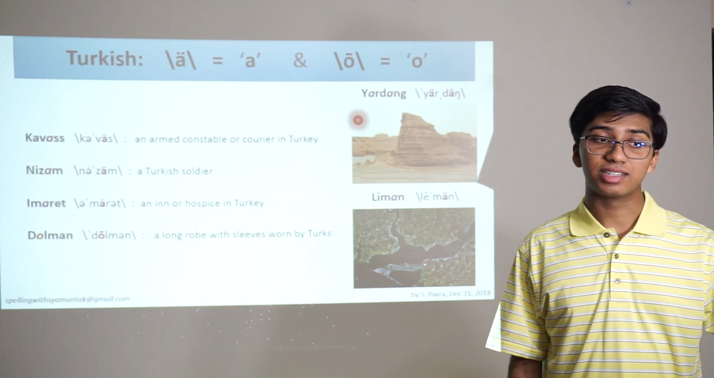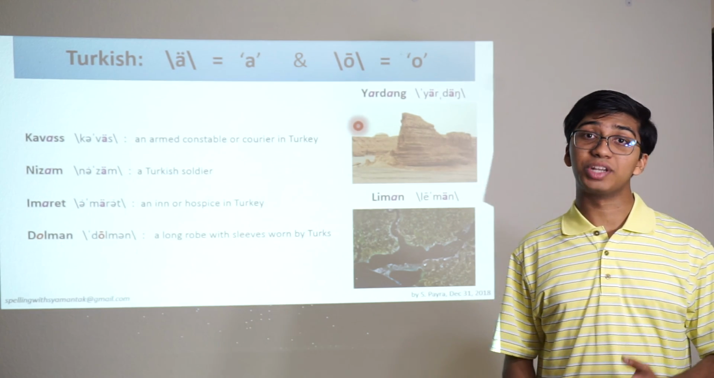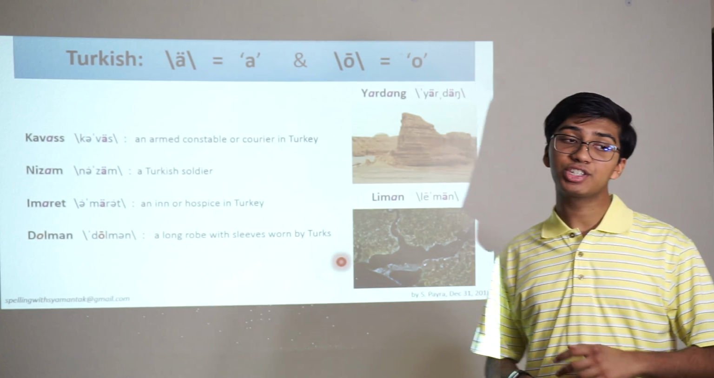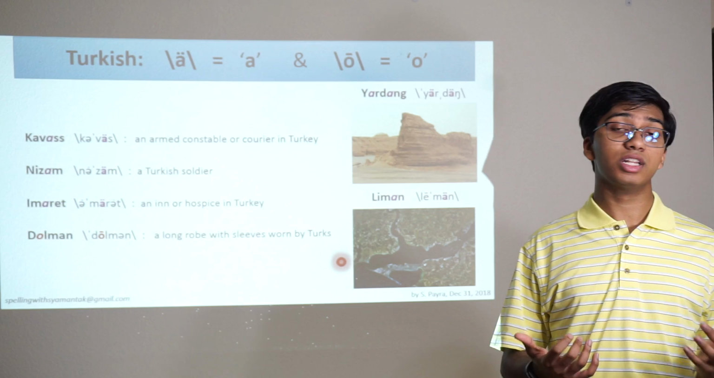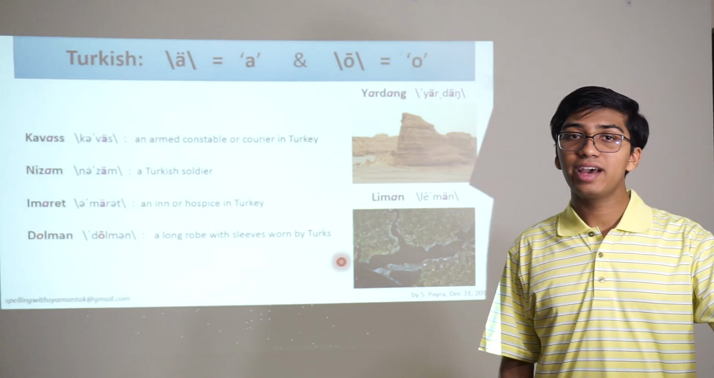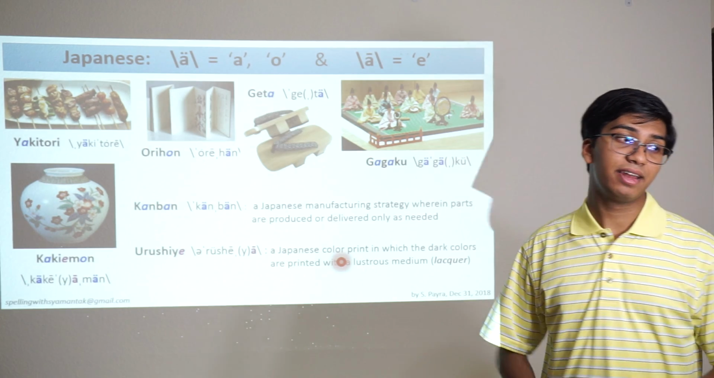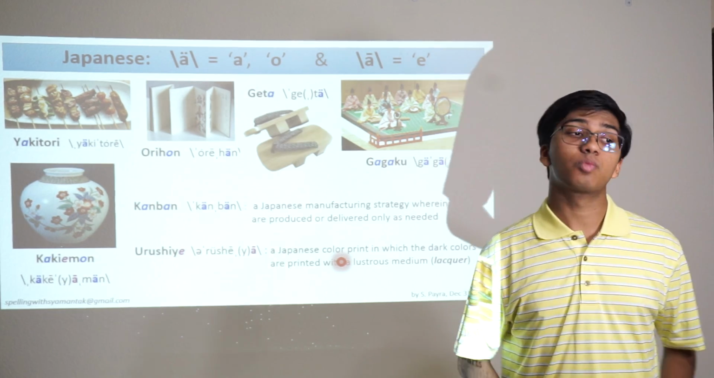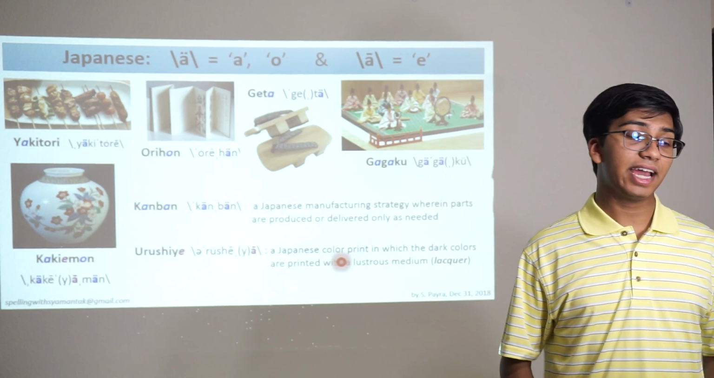A yardan is a sharp-crested ridge carved by wind erosion. And liman means a bay or an estuary at the mouth of a river, or a lagoon. And with that, we take a trip over to Japan. Many words here have to do with food, artwork, pottery, dance.